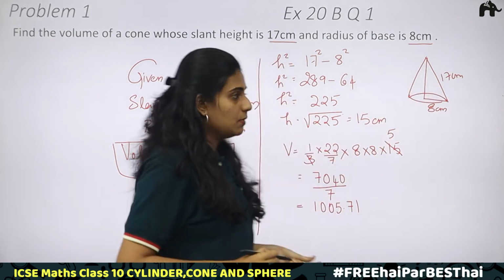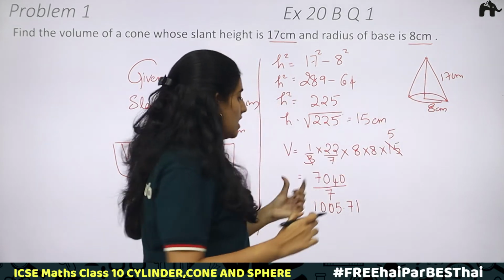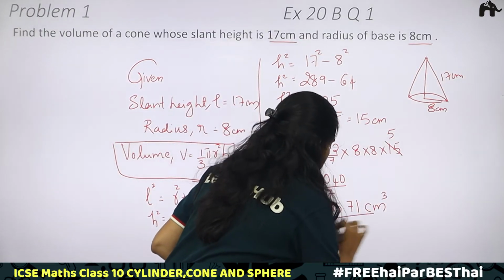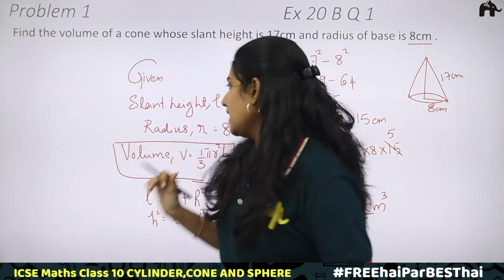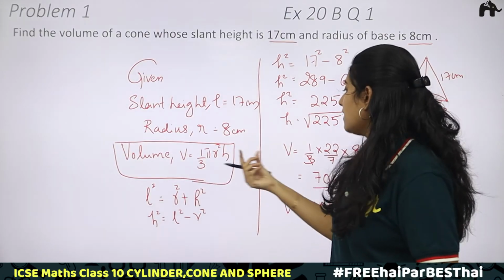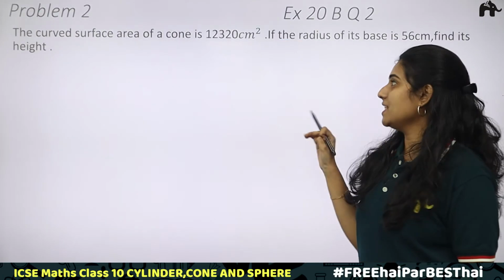What is the unit here? Slant height is in centimeter, radius is in centimeter, height is in centimeter. Therefore, volume will be in centimeter cube. Okay, never forget to put the unit. Unit is very important. It carries a mark. So, understood? We have to put the values in this formula to find volume. Okay, let's move on to the second problem.